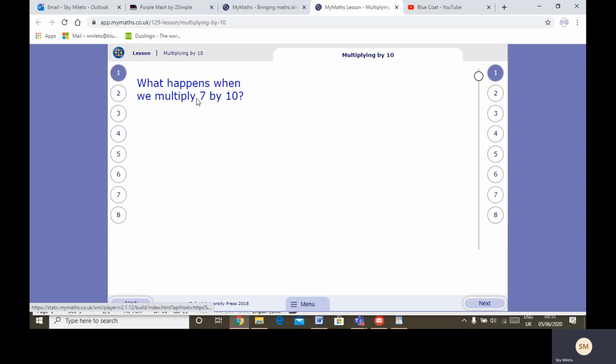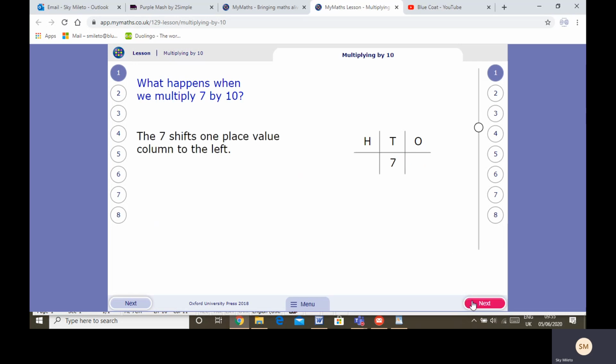Okay, so when we multiply by 10, what happens to the 7? If we did 7 times 10, what would actually happen to the 7? Okay, so the 7 starts off in the ones. When we multiply by 10, the 7 will move into the tens, and therefore we have a gap, so we need to fill in the 0 in the ones. So the 7 shifts from the ones to the tens, and then we need to fill the gap that it left with 0. 7 times 10 is 70.